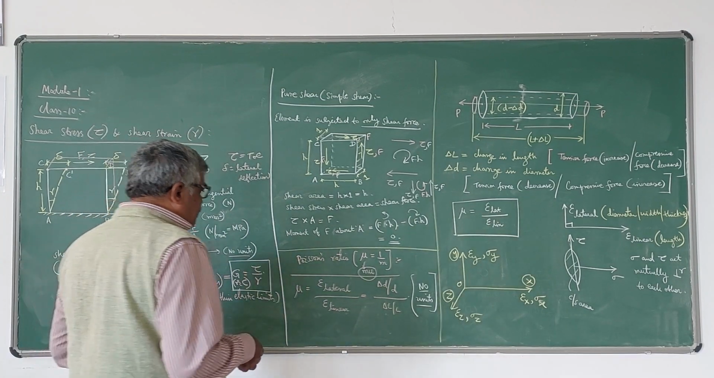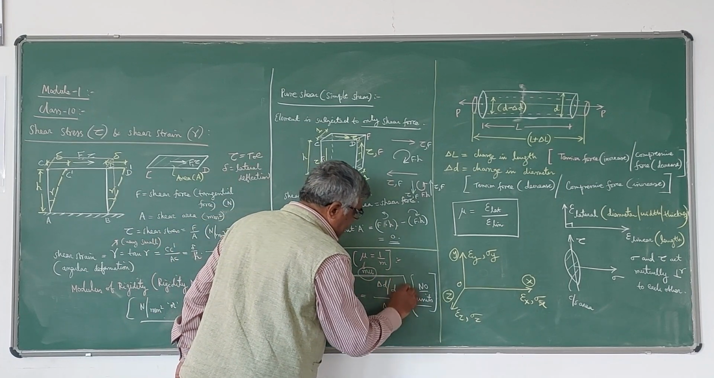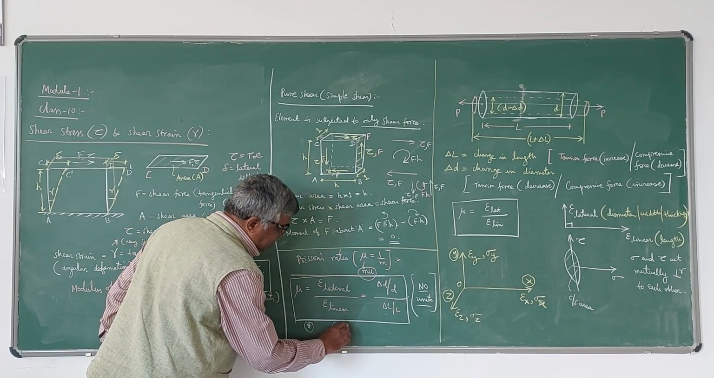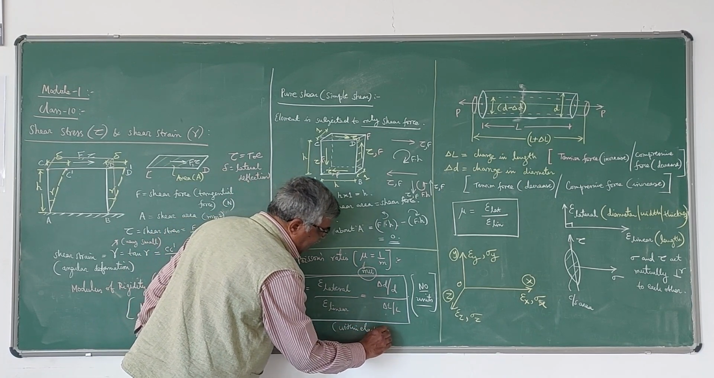How is it defined? Mu is defined as the ratio of lateral strain to linear strain. Very, very important. Of course, this is also within elastic limits. So all these definitions are defined within elastic limits.